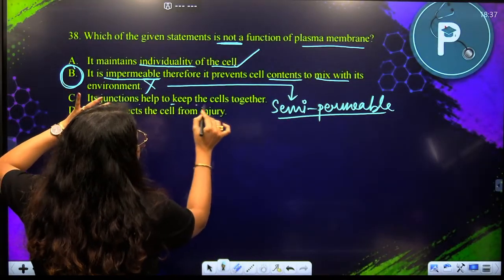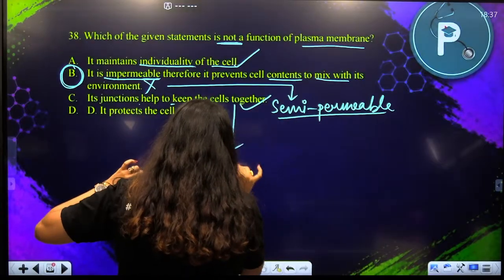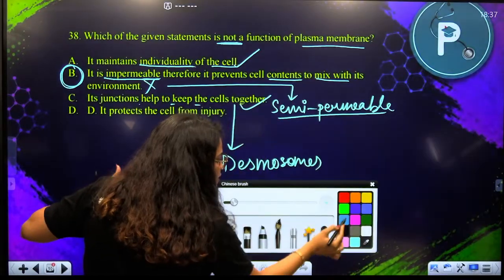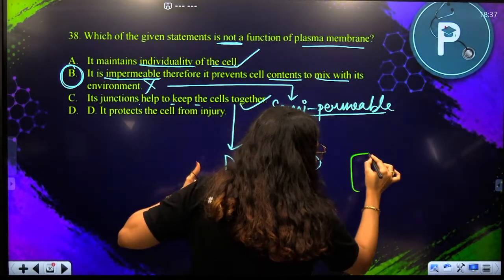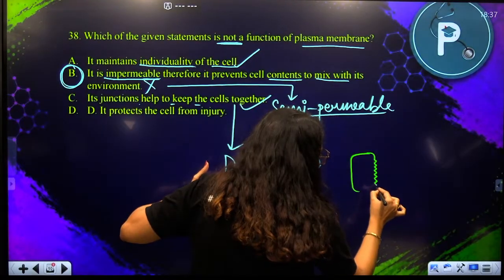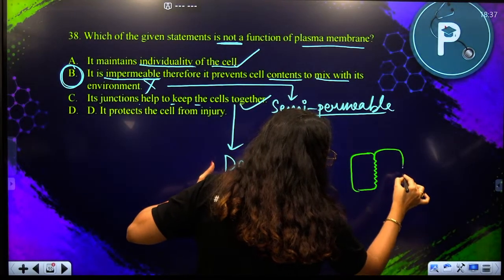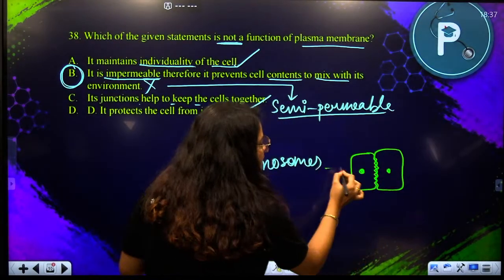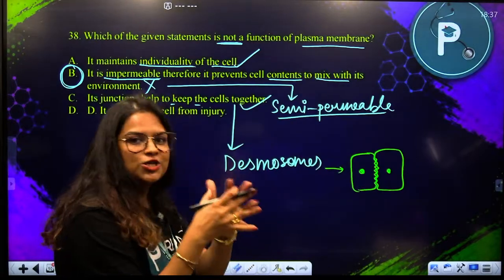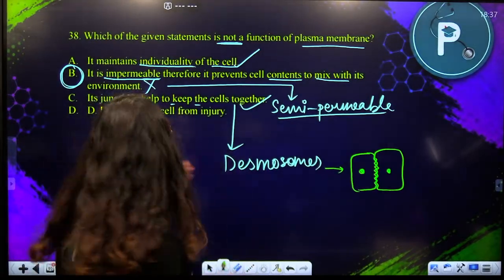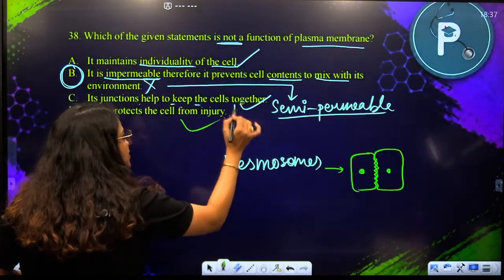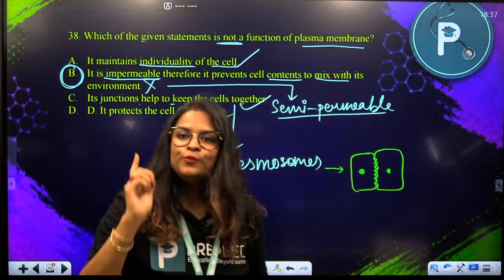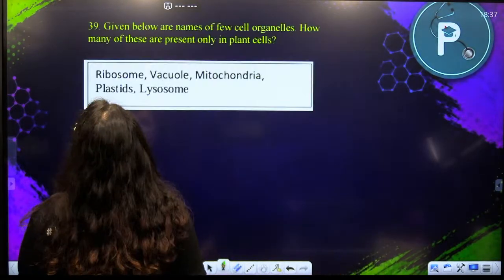Its junctions help to keep the cells together. Yes, we call them desmosomes. Desmosomes would keep the adjacent cells together. Suppose we have a cell here and another cell right beside it. This is the desmosome that is keeping the cells together, attaching them, fixing them together. It protects the cells from injury. Of course, that's what the plasma membrane does. It protects, it creates a boundary. All right, moving on to the next question now, question number 39.